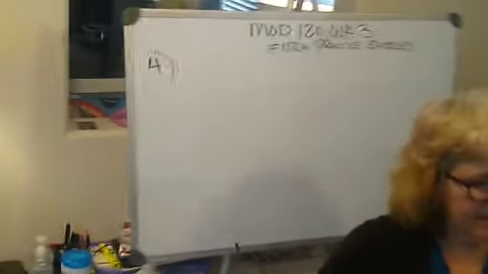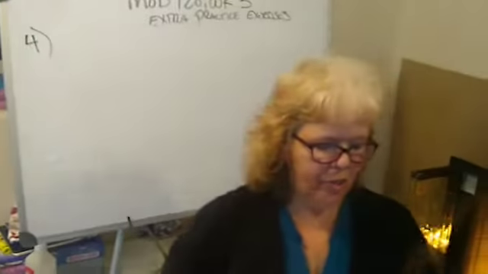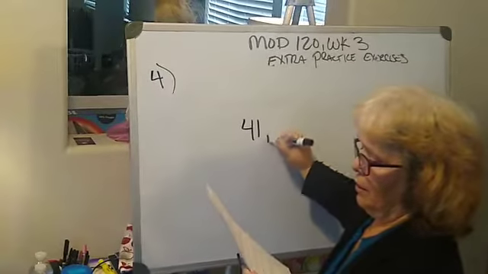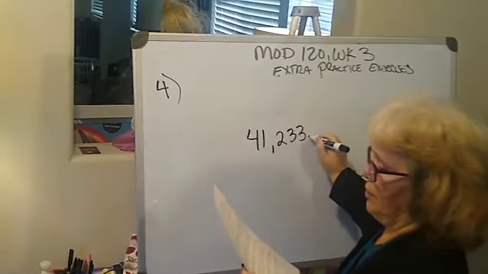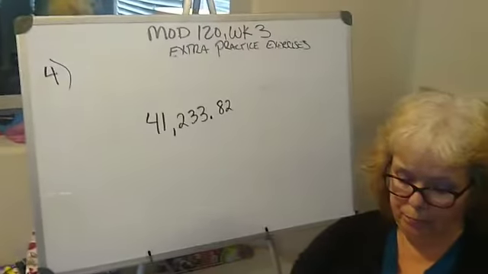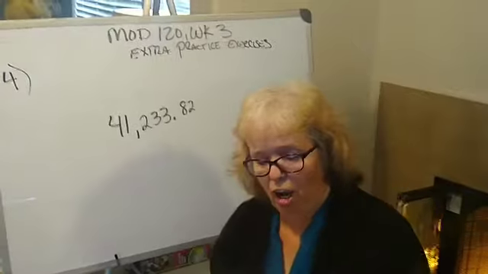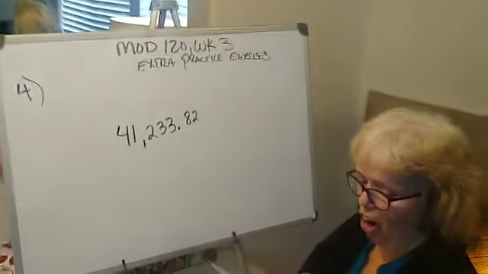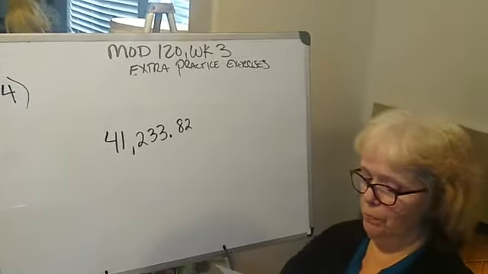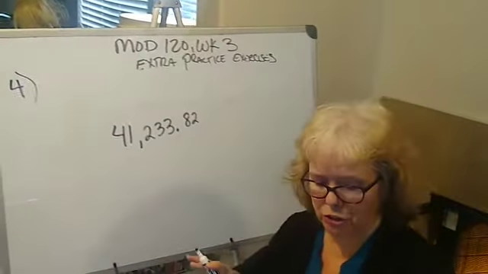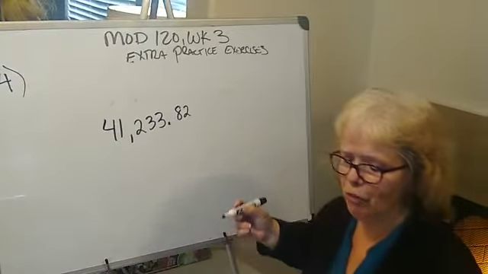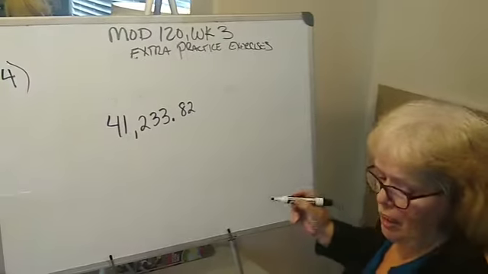All right. Jason and his committee have raised $41,233.82 for the building fund for their church. The contractor states that it costs another $350,000 in order to build the planned church. What is the percentage of the needed funds that they have raised, rounded to the nearest hundredth?